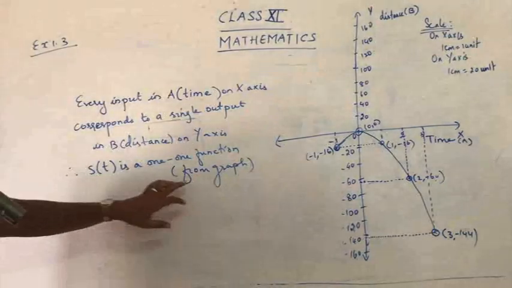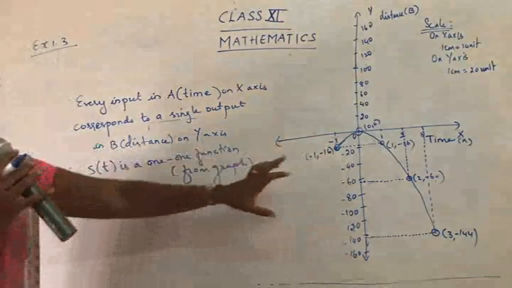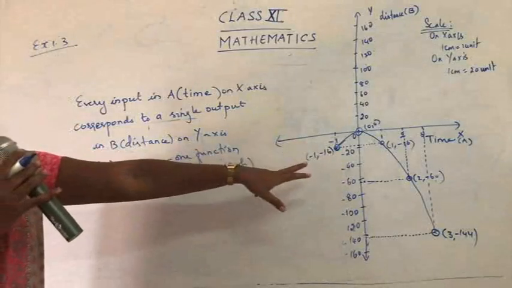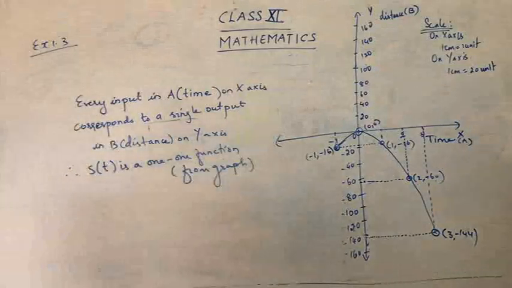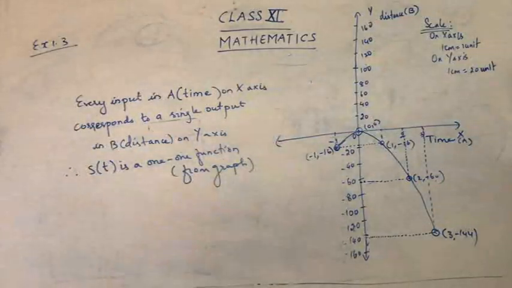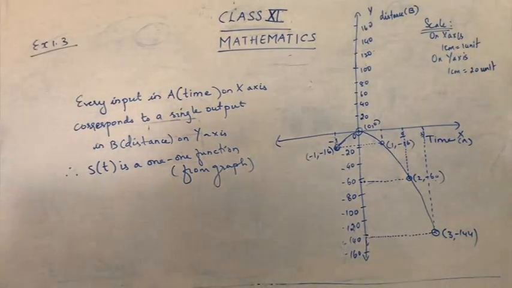Actually, if you write from graph, it means they will refer to the graph. Suppose the graph will be given and referred to. So every input is having an output. Okay, done. So every input in A, its time on the x-axis, corresponds to a single output in B, that is on the y-axis. Therefore, S of t is a one-one function. That is from the graph. So we have completed our sum number 14.